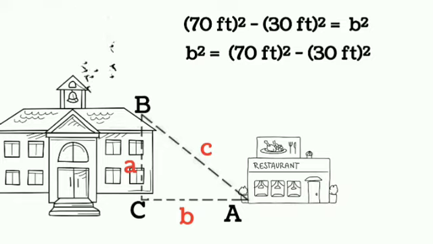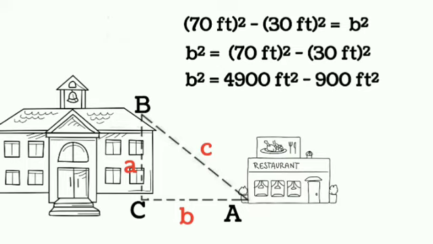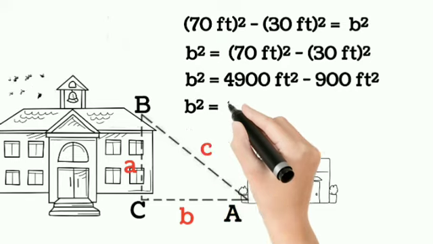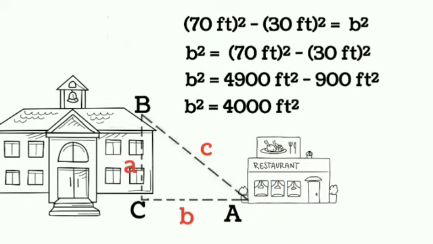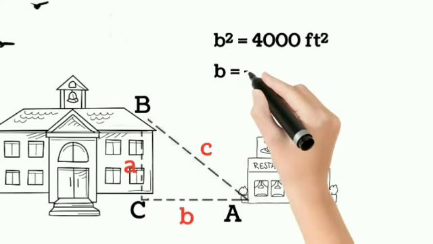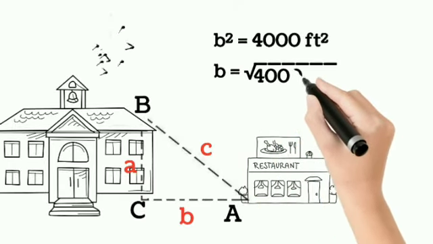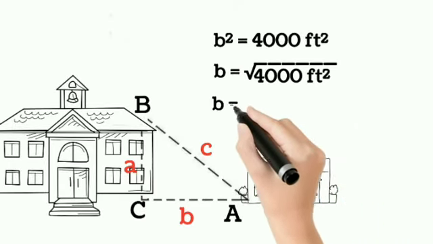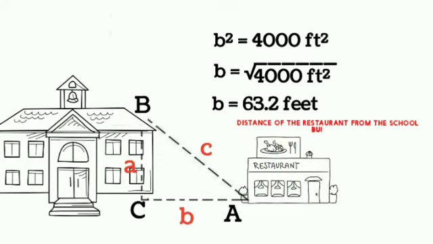squared. To get the squared quantities, multiply both 70 feet and 30 feet by themselves. The equation will now become b squared is equal to 4,900 feet squared minus 900 feet squared. Moreover, b squared is then equal to 4,000 feet squared. To find the value of b, take the square root of both sides of the equation. Therefore, the distance of the restaurant from the school building is equal to 63.2 feet.